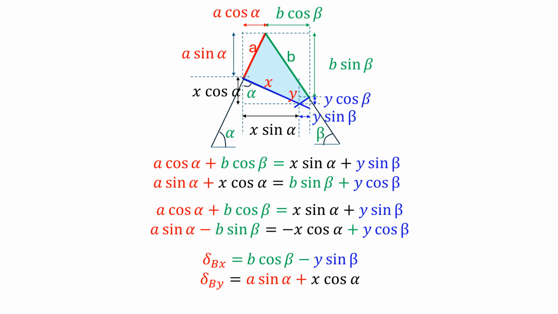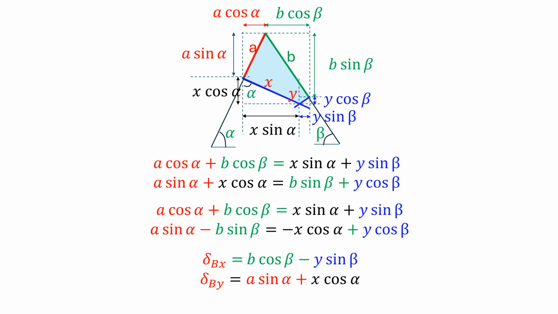So starting from this point to this point, the horizontal distance is B cos beta minus Y sin beta, and the vertical distance of this point from the original point B is A sin alpha plus X cos alpha.